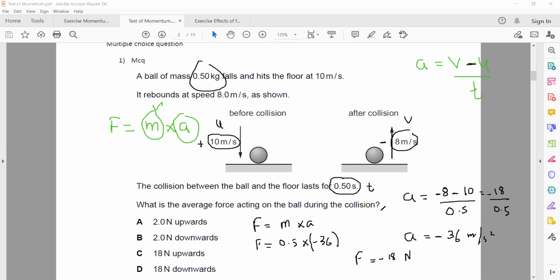Now, what does this negative sign show? Because the downward direction was positive and the upward direction negative, and we are getting a negative answer, it shows that a force of 18 Newton is there. And what is the direction of the force? The direction of the force is upward. So C is the right answer. Is it clear?